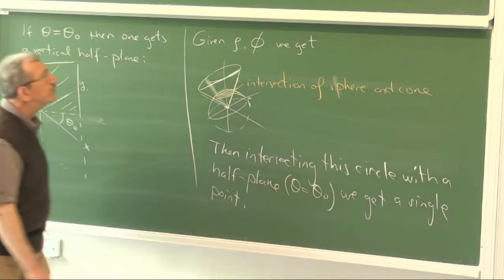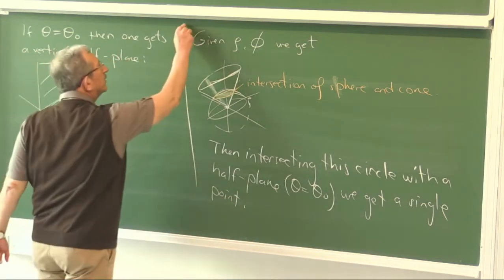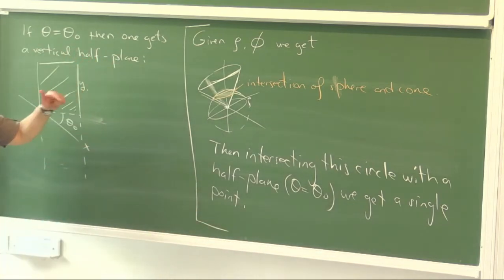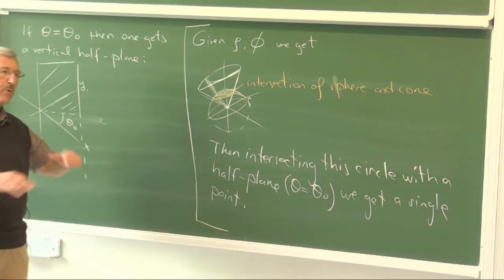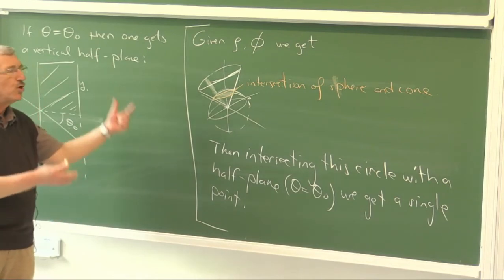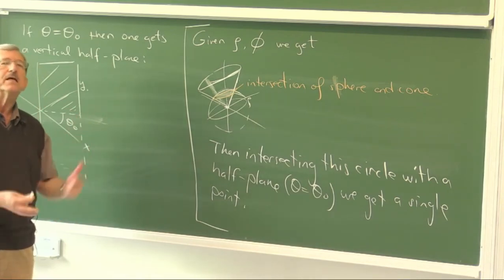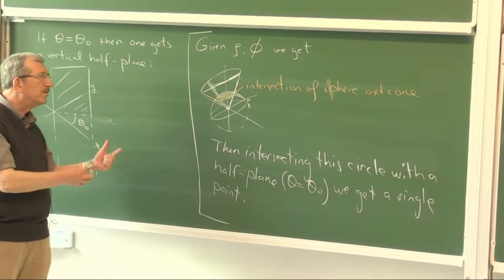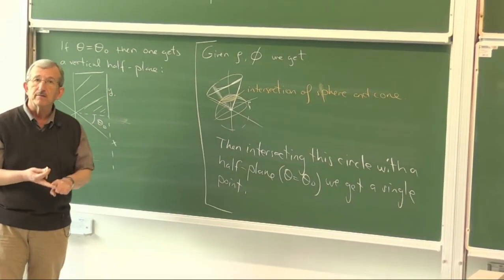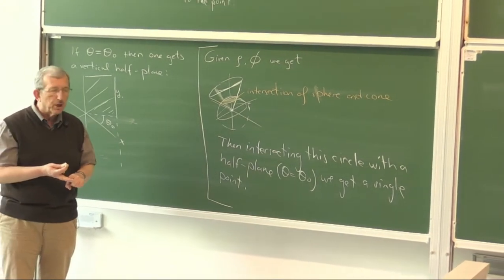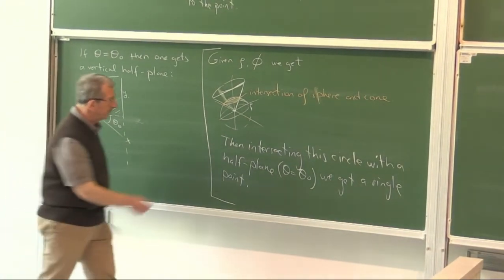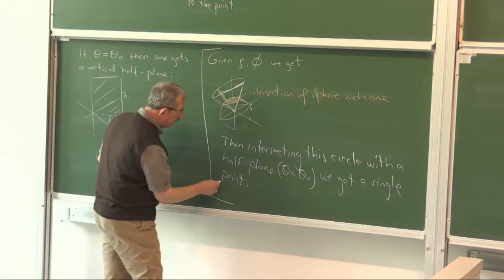In other words, this argument shows us that when rho, phi, and theta are given, and we intersect all those three geometric figures, we get a single point. Conversely, every single point determines a rho, phi, and theta. And so, this is a coordinate system. Converse is obvious.